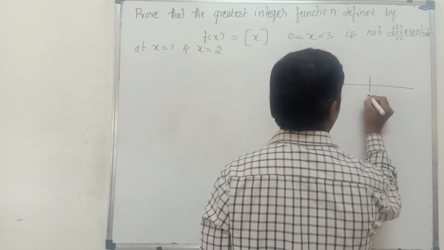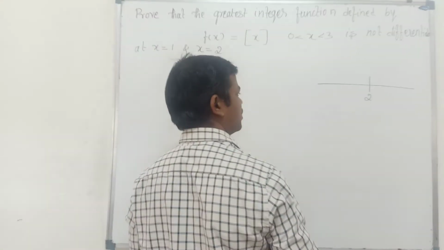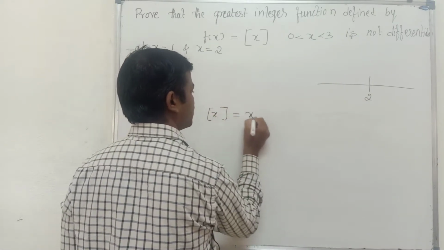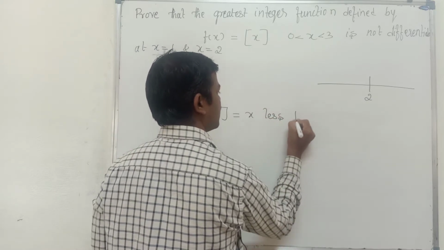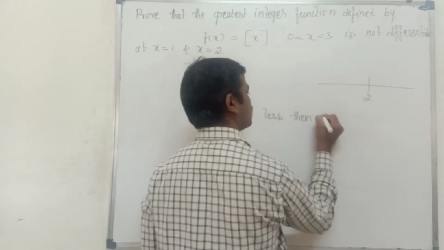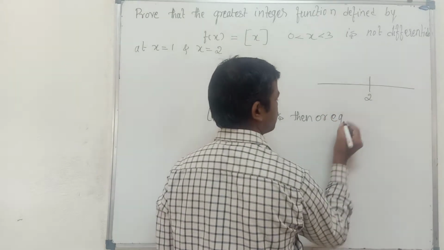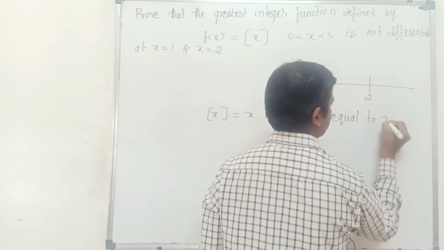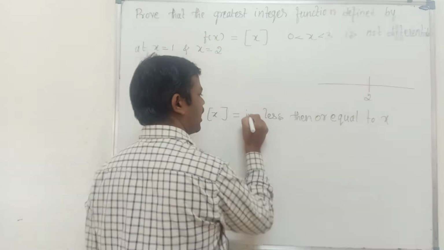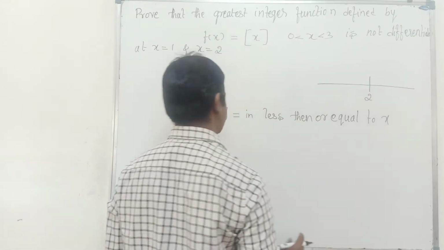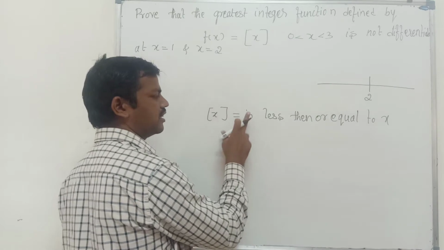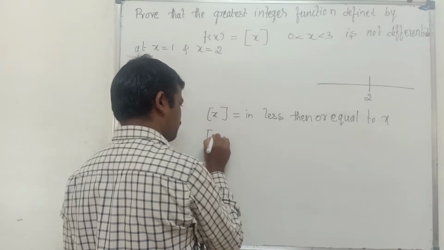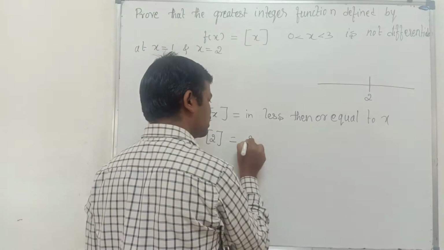For example, I will take 2, which is an integer. The greatest integer function is defined as the integer less than or equal to x. So it should be an integer and it should be less than or equal to x. So we should get the integer, and that integer should be less than or equal to x. Suppose, what is the greatest integer of 2? The greatest integer of 2 is 2 itself.